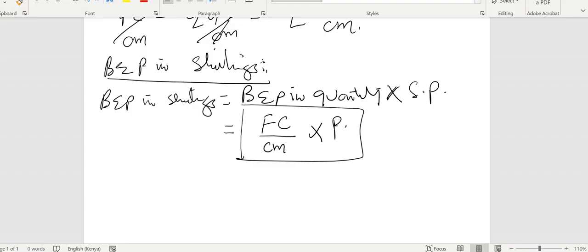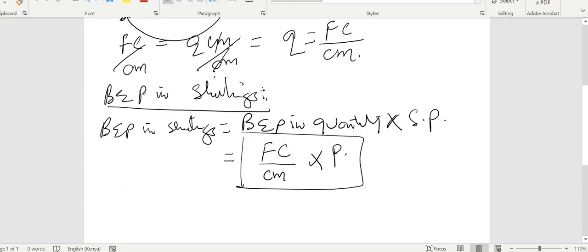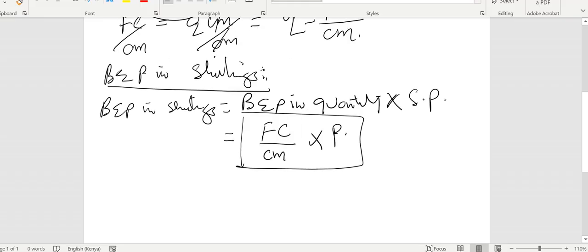So break-even point in shillings, I'm trying to understand it. In our formula, it is fixed cost over contribution margin times price, and the contribution margin is price minus the variable cost per unit. Yes. So this break-even in shillings will be like the selling price per unit, where when you sell at that price, there is no profit or no loss. Yes, that's what we call the break-even point.